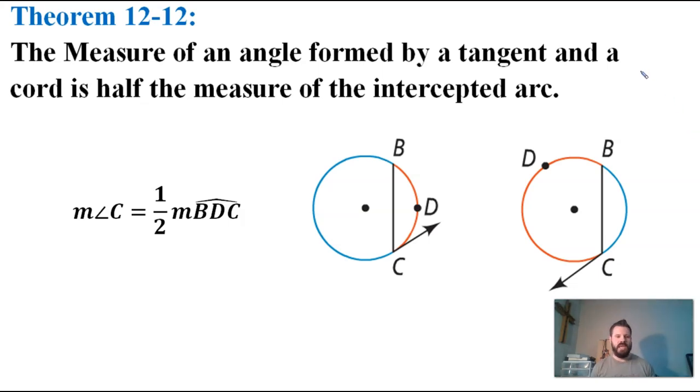Here's what I mean. It says the measure of an angle formed by a tangent and a chord is half the measure of the intercepted arc. So if I have a chord in a circle and a line that's tangent to that circle, and that makes an angle, it's not technically an inscribed angle because it's not all the way in the circle, but it's still on the side. My formula is still angle equals half the arc. So a different situation we're talking about here, but same result, angle equals half the arc.